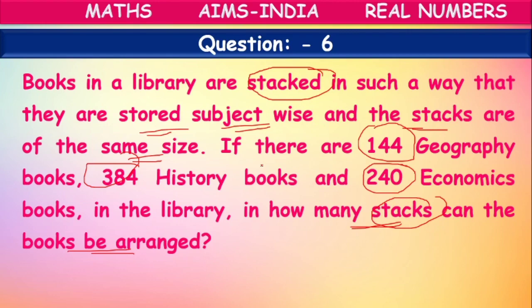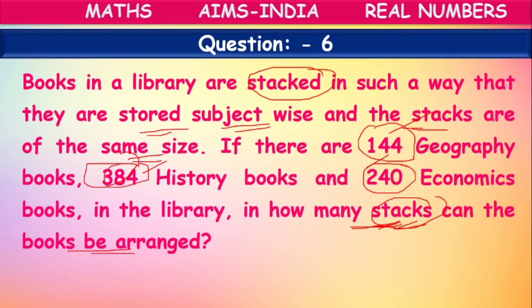Geography may be arranged in 4 lines, economics may be arranged in 6 lines, like that. Number of stacks may be different, but the number of books in one stack is equal to the other one. So like that they have arranged. So we have to find the number of stacks. So we have to find HCF first, HCF of the given numbers.